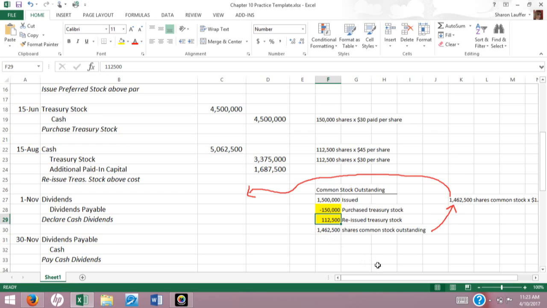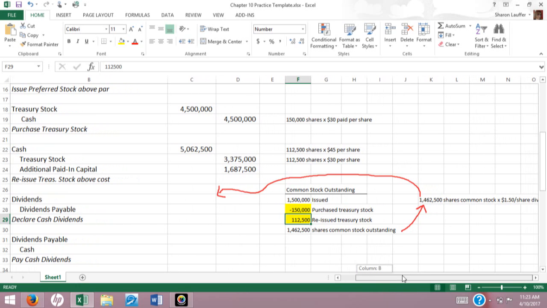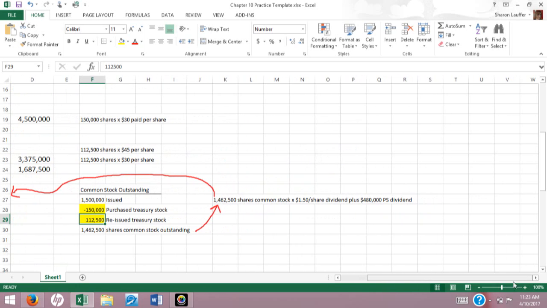So we need to calculate how much is the dividends for those common stock. And also we had a set amount of dividends on our preferred stock. So I'm going to have to scroll a little bit over here towards the right. So here's the calculation. We're going to take the 1,462,500 shares of common stock. Our instructions tell us that they paid $1.50 a share. So we're going to take the total common stock times $1.50 a share. And that'll give us the dividends on the common stock.